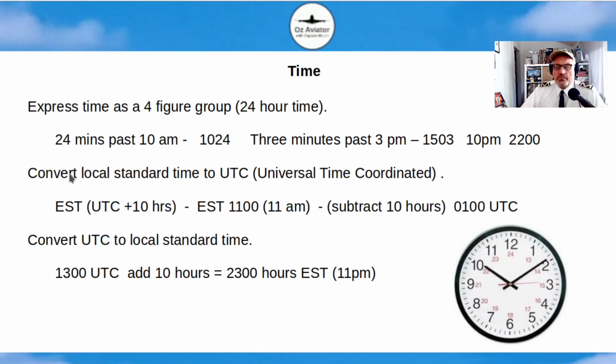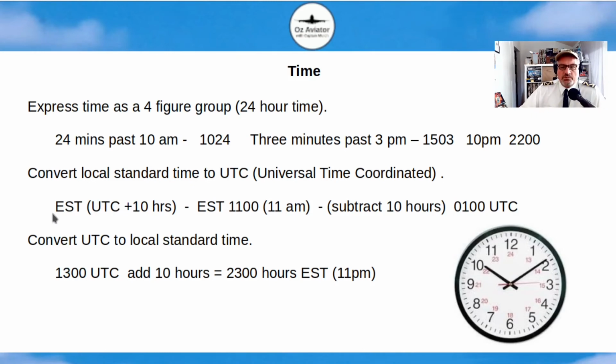So to convert local standard time to universal time coordinated, the reason we use universal time coordinated, UTC, is because, say, across Australia we've got 3 different time zones, and so we all know what the actual time is for an event to occur. If we use universal time coordinated, you can then take into account those different time zones and work out what the time is in your local time, local standard time.